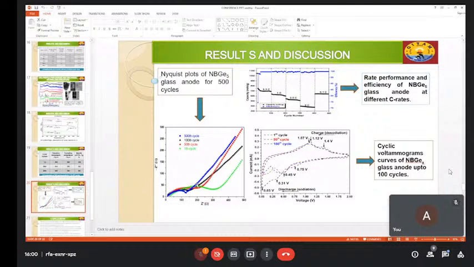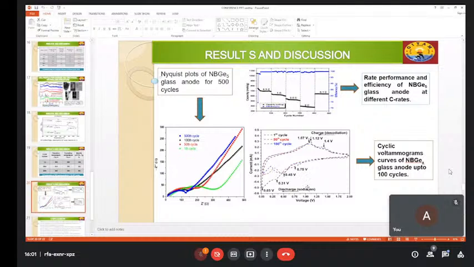So this is the impedance. Here Nyquist curves are formed. The sample whose semicircle width decreases is the best sample for different cycles. These are the fifth, 100, 50 and 10 cycles of the impedance curves, the Nyquist curves.